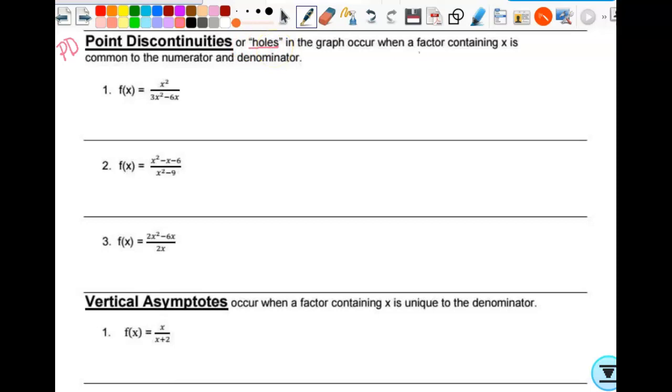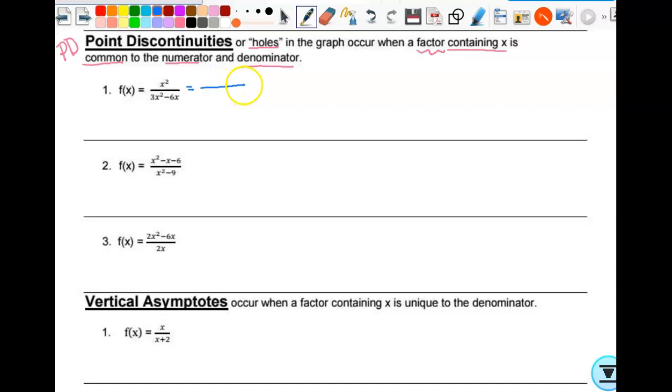So that occurs when a factor containing x, it's got to contain x, is common to the numerator and denominator. Right? And the holes are one of the first things that you look for when we're looking for all the pieces we need to put the puzzle of rationals together. So the first thing you always want to do with your rational is factor it. Okay? So I'm going to start off by factoring this.